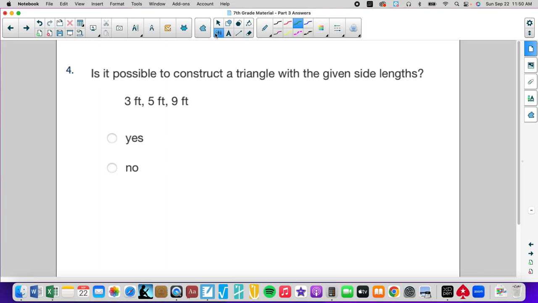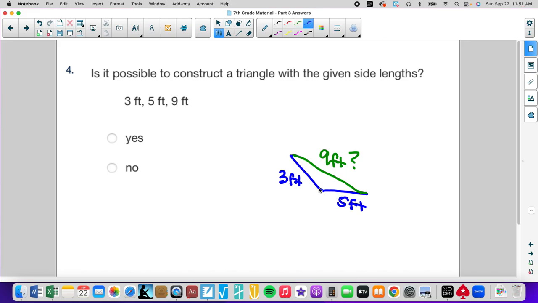Great comprehension question for number 4. I love this question. This is something that is explained. Is it possible to construct a triangle with the given lengths, 3, 5, and 9? And you have to use logic here. So the logic of it is, if we had 3 feet and 5 feet, could this third side be 9 feet? No, it absolutely can't be 9 feet. That cannot be a triangle.